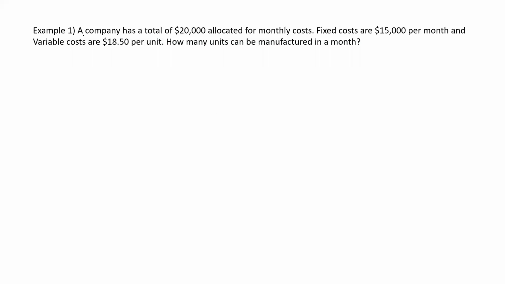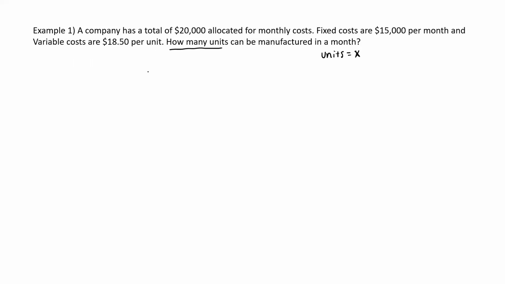So in this example, we see a company has a total of $20,000 allocated for monthly costs. Fixed costs are $15,000 per month, and variable costs are $18.50 per unit. How many units, that's the big question right there, how many units can be manufactured in a month? So when I see how many units, that's what we're solving for, our units. So that's the variable we need to solve for. So we're going to make units equal to our variable x. So that we're going to be solving for x in this equation.